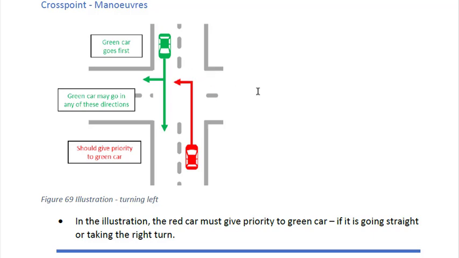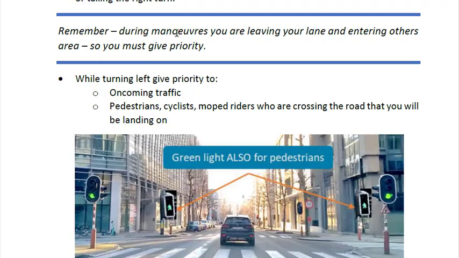So turning left, you must give priority to the traffic that is going straight or turning towards its right. Remember, while you are doing a maneuver, you are leaving your lane and entering others' area or lane, so you must give them priority. When turning left, give priority to the oncoming traffic, pedestrians, cyclists, mopeds, riders who are crossing the road you will be landing on. So it will be the new road that you will be landing on.